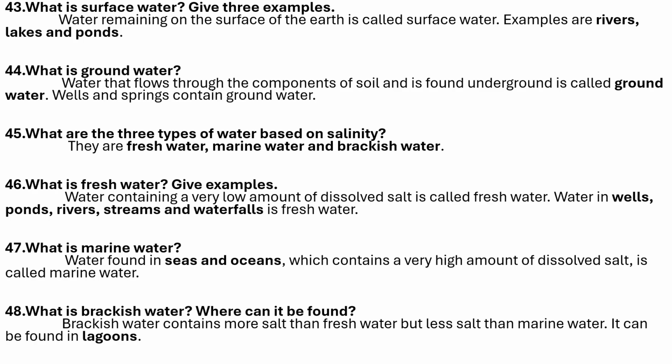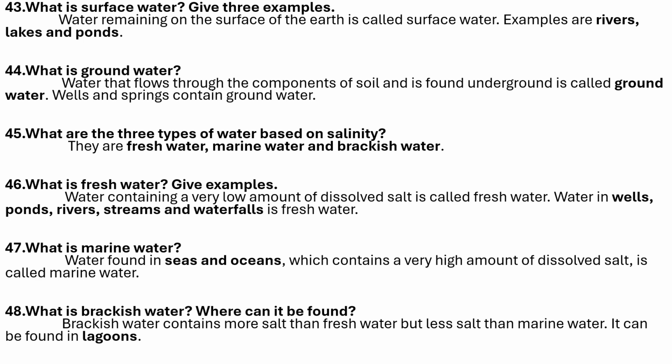What are the three types of water based on salinity? There are freshwater, marine water, and brackish water. What is fresh water? Give examples. Water containing a very low amount of dissolved salt is called fresh water. Water in wells, ponds, rivers, streams, and waterfalls is fresh water. What is marine water? Water found in seas and oceans, which contains a very high amount of dissolved salt.